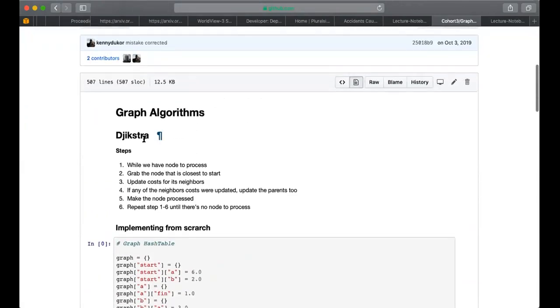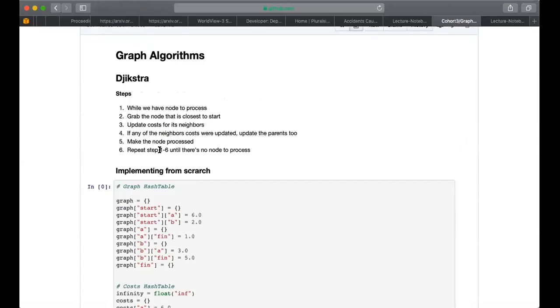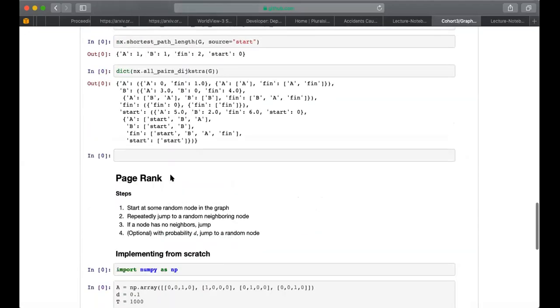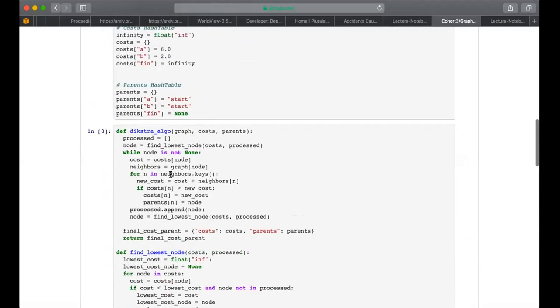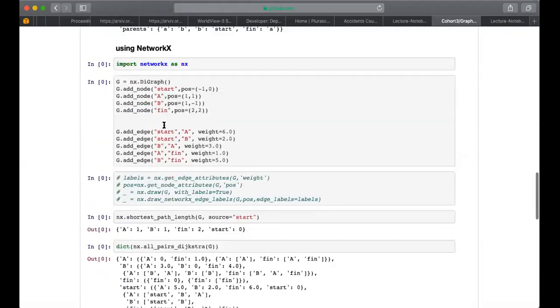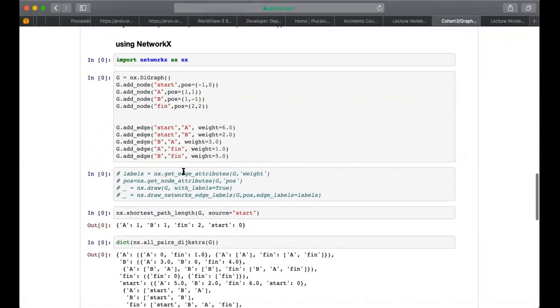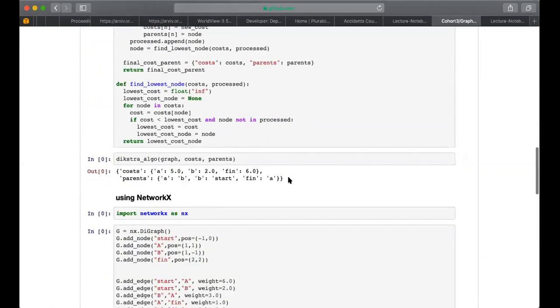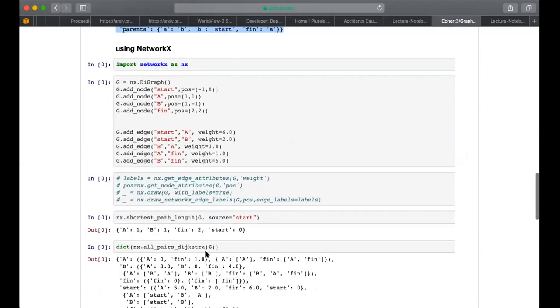So we implemented this Dijkstra. I don't know how to pronounce his name, I never knew how. Dijkstra, yeah. We implemented this, and also the PageRank algorithm from scratch. But after implementing each of them, we compared the results with NetworkX. I can't really remember what happened here, but this is the result from the from-scratch algorithm, and this is the result from NetworkX.